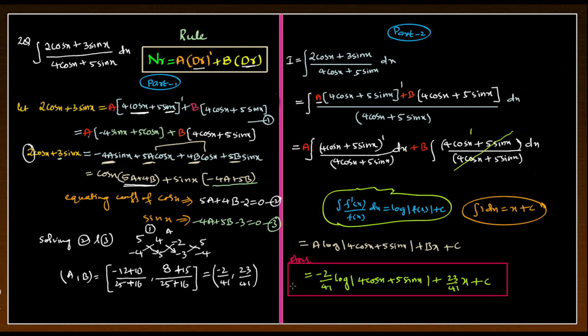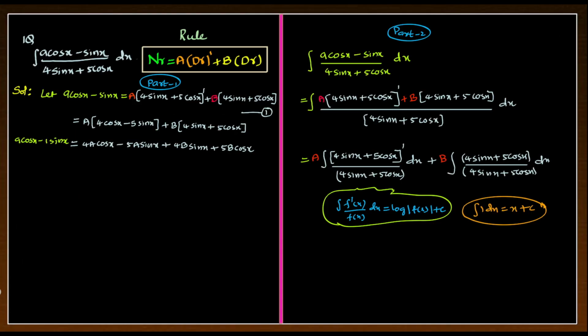Okay, so one more problem is there. We will try one more. From these two, you will get one in your board exams. The second problem is similar to the first problem, only the numbers differ. So the second problem, the question is integration of 9 cos x minus sin x by 4 sin x plus 5 cos x. This is trigonometry by trigonometry, means a model 1 type 2 question.